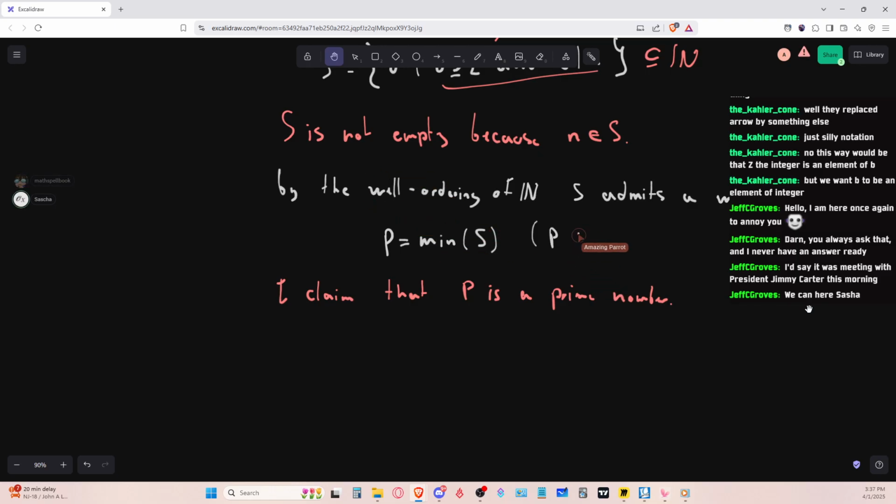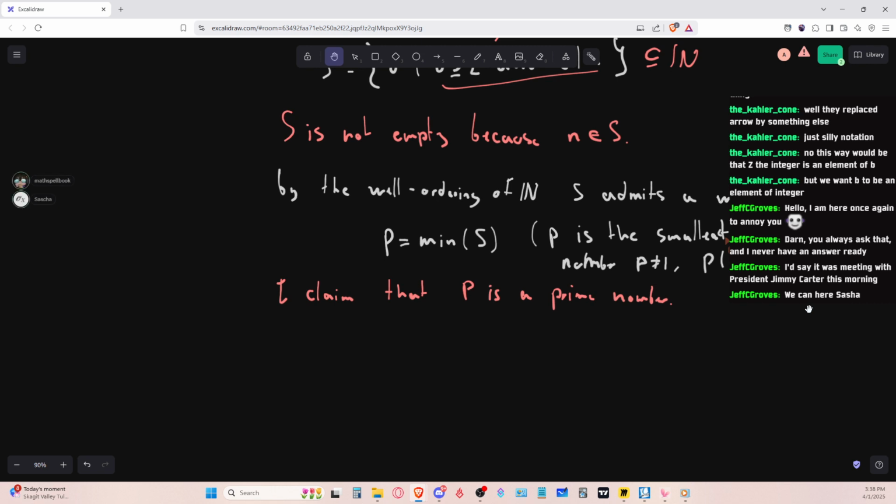So p is the smallest in the set S. No, not just in the set S. Among every natural number which is not 1. Smallest number such that p is not equal to 1, such that p divides n. Do you agree with that? Okay, so p is the smallest number when p is not equal to 1. P is a divisor of n.